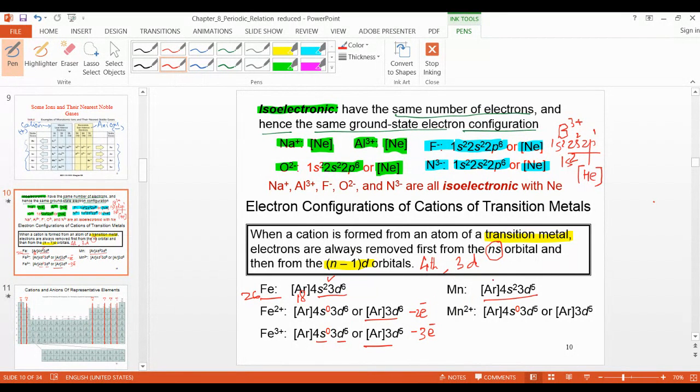Similarly for manganese. The question will be given, and you write down the correct configuration of Mn2+. So you should know how you remove electrons and from which shell. Is it clear, or do you want to ask any clarification? This is all about transition metals. So be careful: with transition metals, when you remove electrons, you remove first from s, and then if there are extra electrons, you remove from d. Similarly, you will get Fe2+, Fe3+, chromium 4+, vanadium 5+, like that.